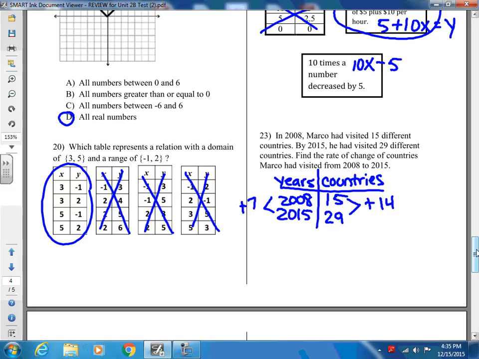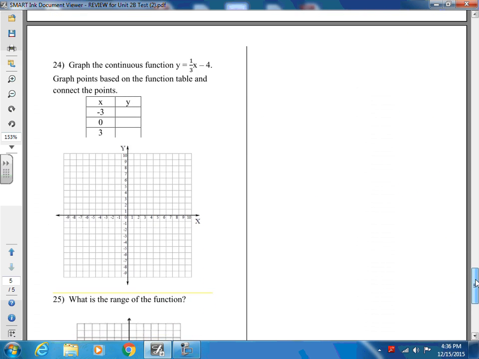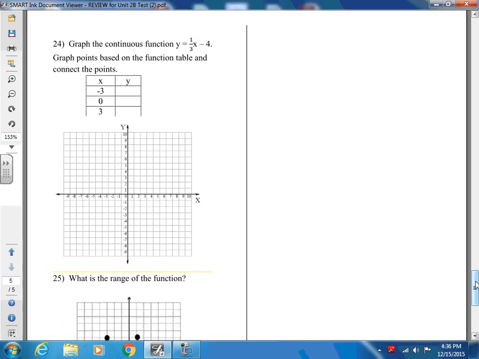So we always want to do y divided by x, positive 14 divided by positive 7. That's going to equal 2, and we've got to have words because it's rate of change. 2 countries per year, which means in that time frame of 7 years, he was averaging about 2 countries every year that he had visited. Okay. Then on the last page, you are going to complete the table and then make the picture happen.